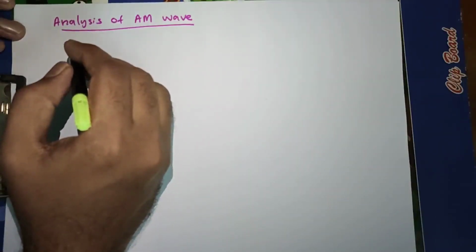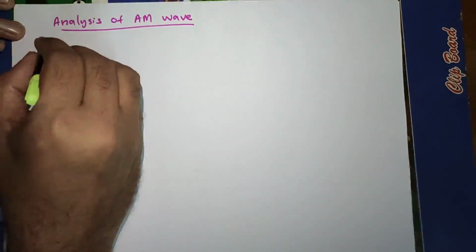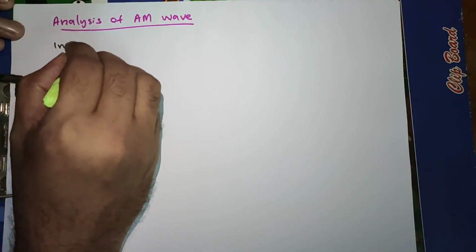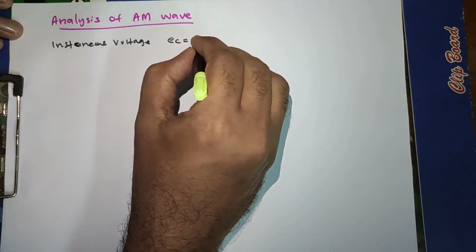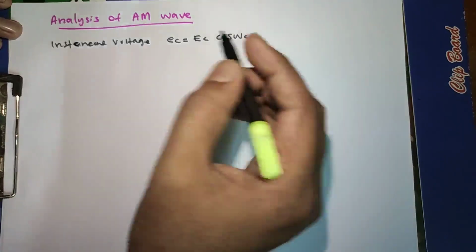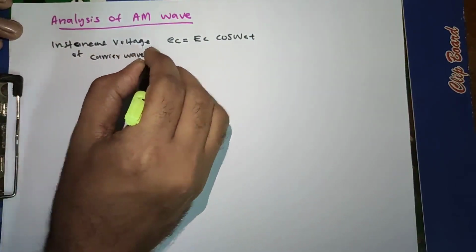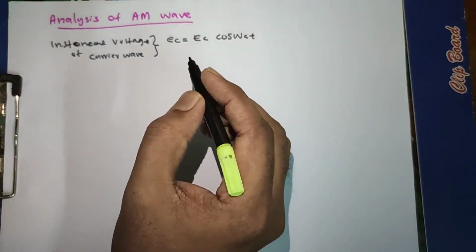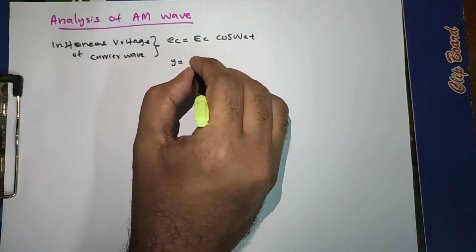In this video, we are going to analyze an amplitude modulated wave or AM wave. The instantaneous voltage of a carrier wave can be represented by eC is equal to the amplitude of the carrier wave into cos omega c t. This is the instantaneous voltage of the carrier wave.